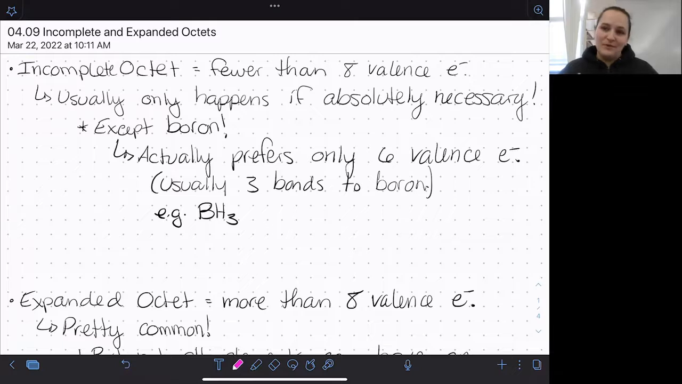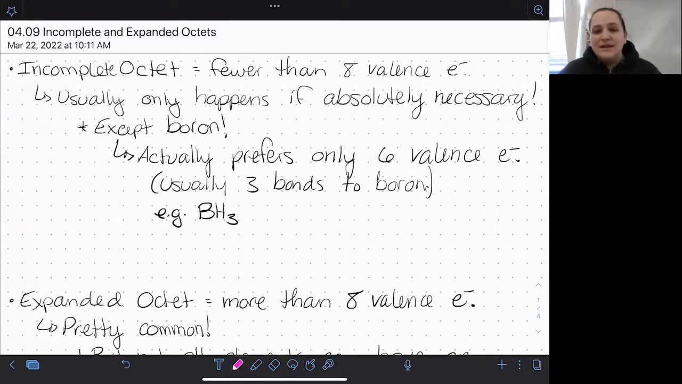Essentially there are two different ways that we can have quote-unquote violations of the octet rule. We can have either too few electrons or too many electrons compared to that 8 that we've been aiming for thus far. The first version, having less than 8 electrons, is referred to as an incomplete octet. Anything where the best structure you can draw has fewer than 8 valence electrons is said to have an incomplete octet. For the purposes of this course, at least, these exceptions will only occur on the central atom. The peripheral atoms will obey their respective rules, so usually 8 except for hydrogen.